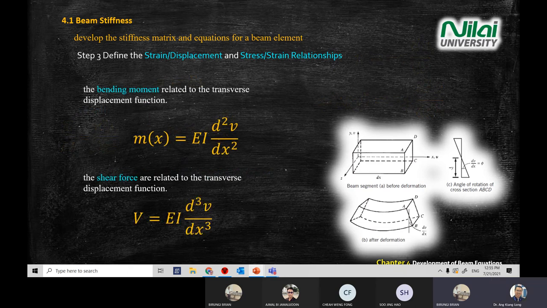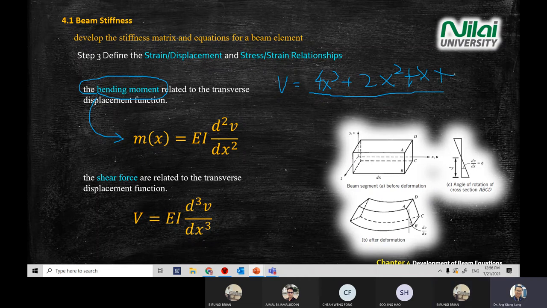Next, these are the two equations that we've seen before. If you want to calculate bending moment, you use this equation. Bending moment equal to EI, you need to double differentiate the transverse displacement or vertical displacement two times. Meaning in the beam question in the test or final exam, you will be given the v equation. You'll be seeing something like 4x cubed plus 2x squared plus x plus 4. So you need to use this equation. M bending moment equal to EI double differentiate of this one. So you need to recall how to use the general equation. You need to differentiate two times to get this one.